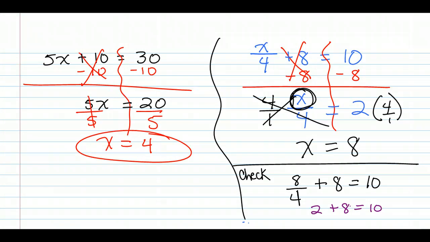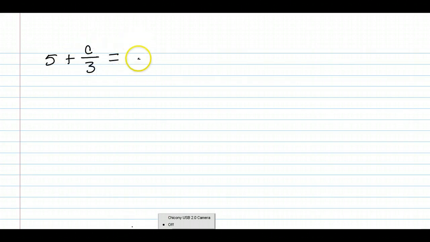Okay, let's do some more 2-step operations. All right, write this problem down. 5 plus c over 3 equals 4. Looks different from what we've done.